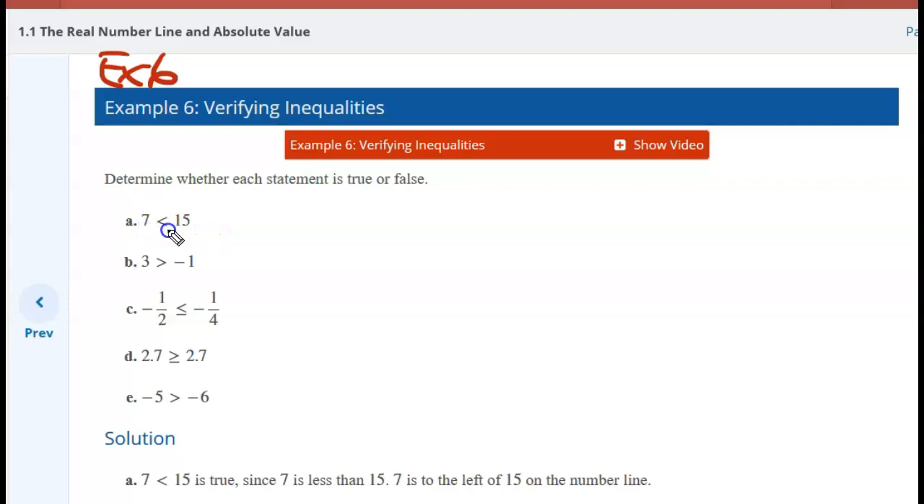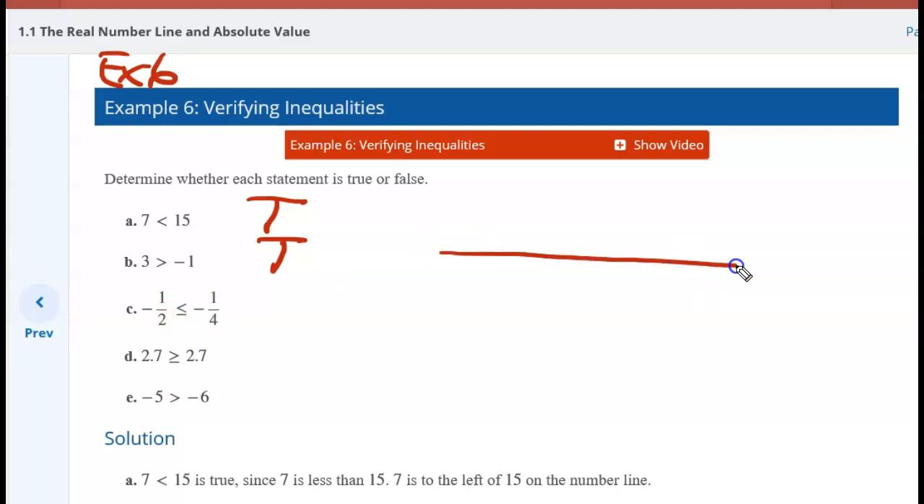7 is less than 15. That's true. 3 is greater than -1. That's true. Now, negative 1/2 is less than or equal to a negative 1/4?